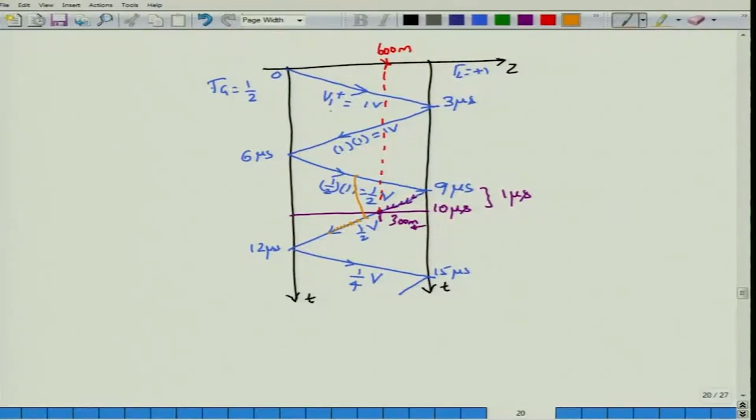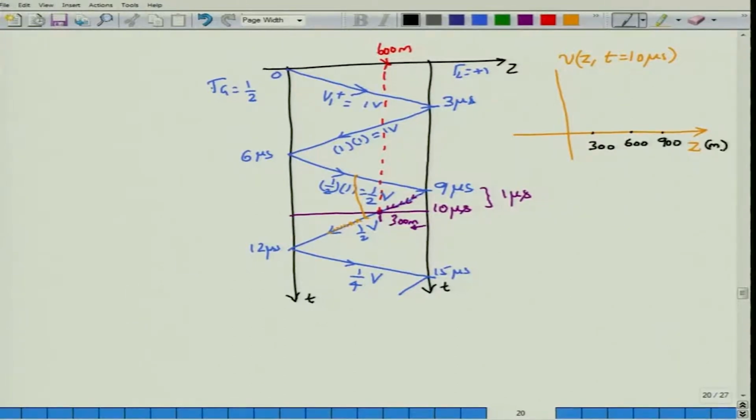Okay. So let us now plot what would be the voltage distribution present throughout the section of the transmission line at a time of 10 microseconds. So let us see how this would be. I need to plot the voltage as a function of Z because I am taking the snapshot in time. Let me mark 3 points corresponding to 300 meters, 600 meters and 900 meters.